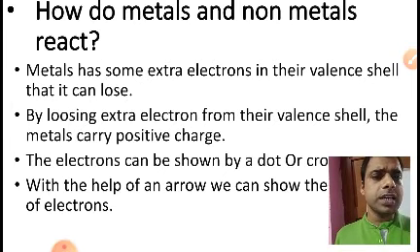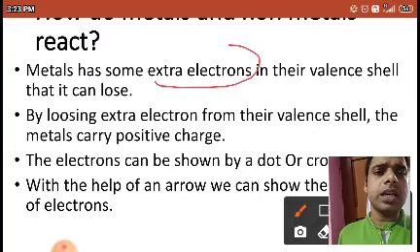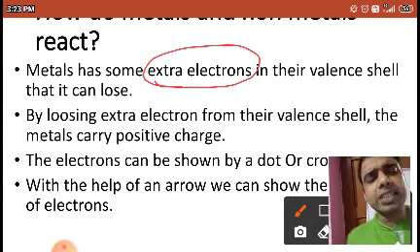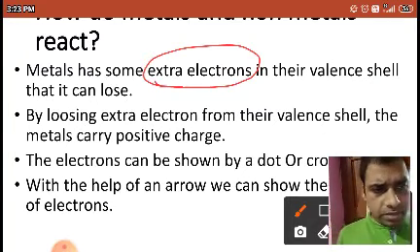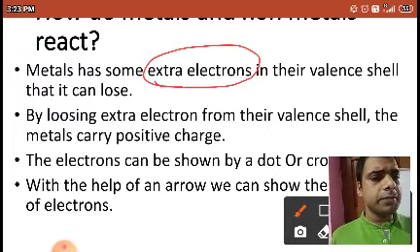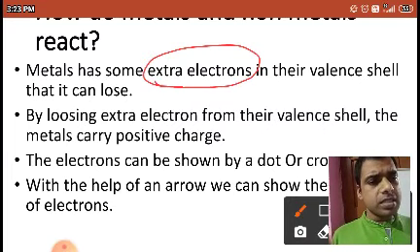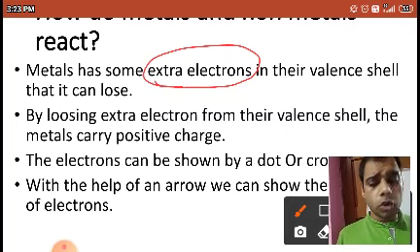Here you can see, dear student, it is written that metals have some extra electrons. Every time you have to understand that if it is a metal, then it has some extra electrons in its valence shell, and that number of valence electrons will be 1, 2, or 3, not together: 1 at one time, 2 at one time, 3 at one time.